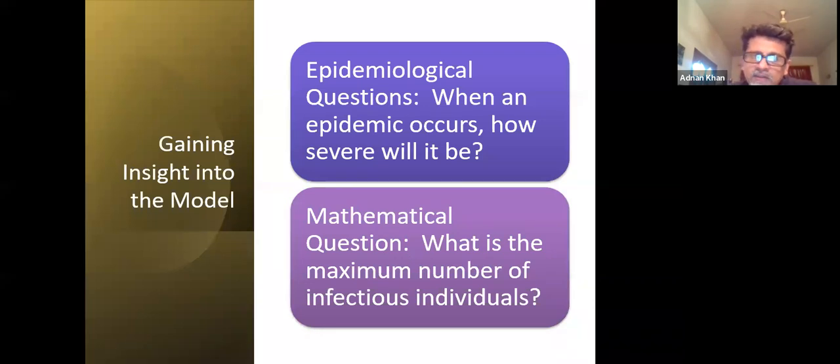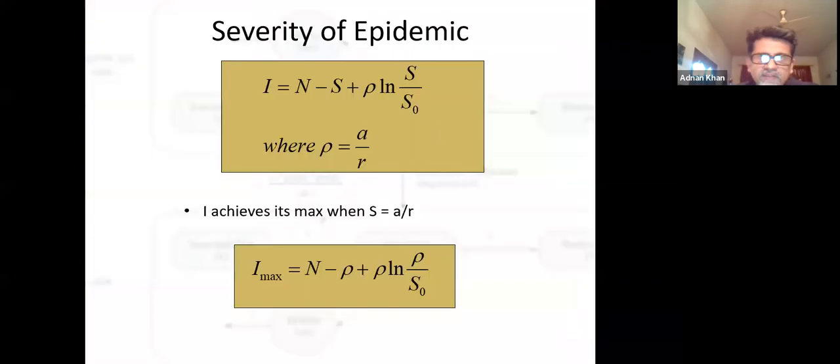How severe will the epidemic be? So mathematically, what's the maximum number of infected? This is an equation on I. We can find the I max, and this is what I max is. Just differentiate with respect to S and set it equal to 0, and then you get I max. It happens when S is equal to A upon R.